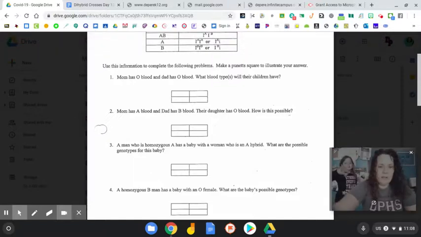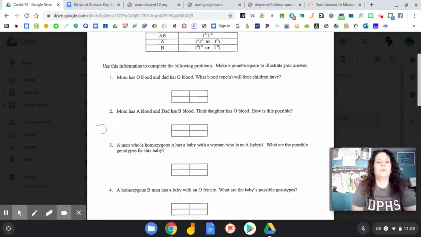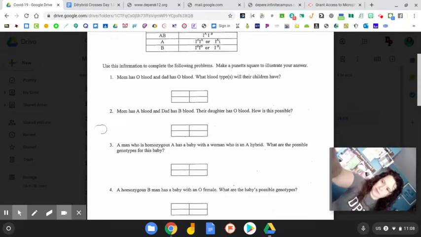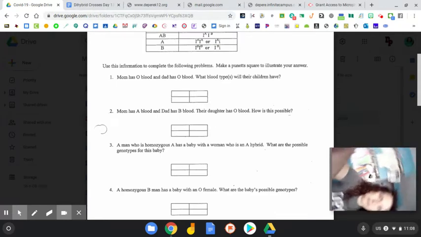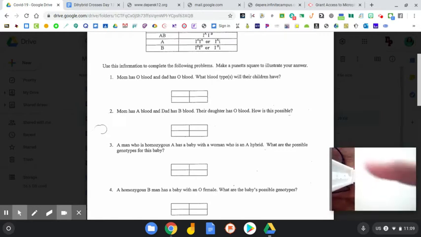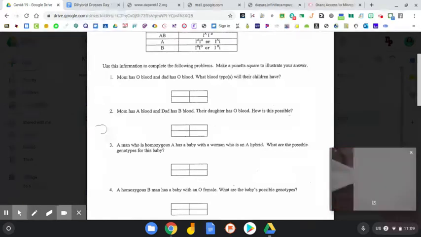Hi, everybody. I just want to go over a few of the blood typing problems with you and a few of the dihybrid problems with you just to make sure that everybody's on the same page. And then I will be posting an answer key for both of them in just a little bit. So I'm just going to flip this around and go through some of these problems with you.